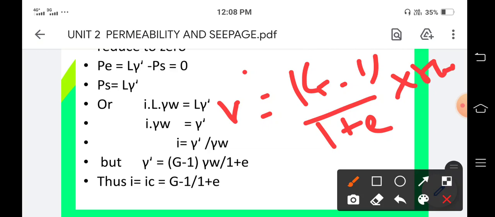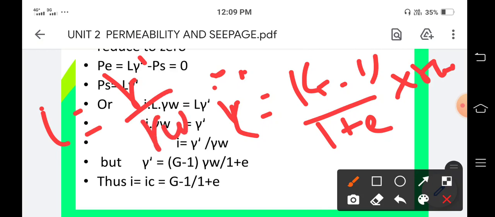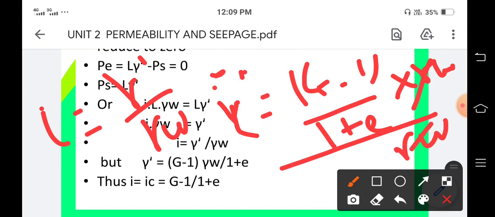Put this formula into the equation I equals gamma dash upon gamma W. So gamma dash is G minus 1 upon 1 plus E into gamma W, upon gamma W. This gamma W gets cancelled, so the formula for I will be G minus 1 upon 1 plus E. Only this term remains. So I equals G minus 1 upon 1 plus E.